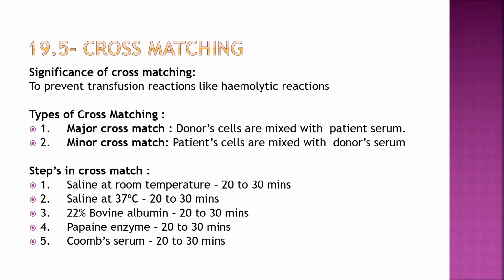Now see the steps of cross-match. First we take the cells and serum suspension in saline and keep at room temperature for half an hour. Then we keep these test tubes at 37 degrees Celsius for half an hour. Then we add bovine albumin 22% and keep the test tubes for half an hour in the incubator. Then we add papain enzyme and again keep the test tubes in the incubator, and finally we add Coombs serum, that is anti-human globulin serum, and keep that for half an hour in the incubator.